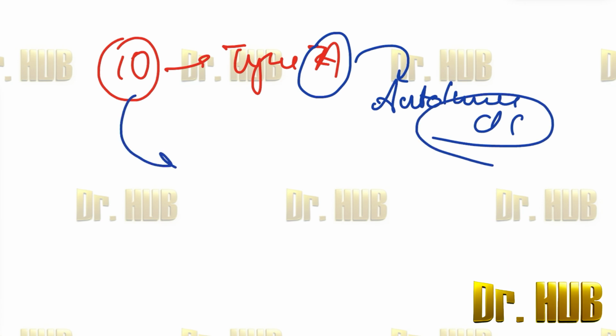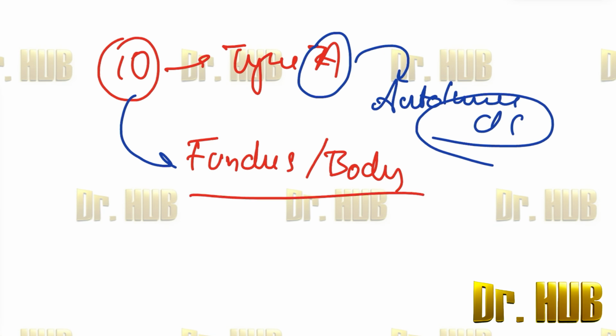Next, let's talk about the site. The site here is going to be the fundus and also the body. Whereas type B involved the antrum very predominantly, here it is the fundus and body. Another thing to notice is that antral sparing is seen.